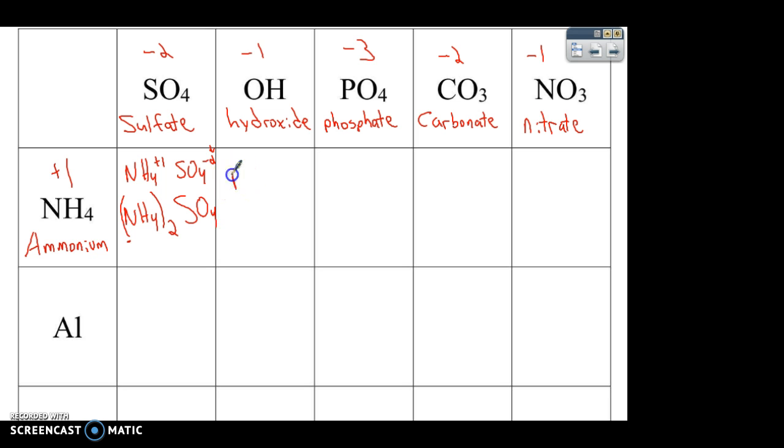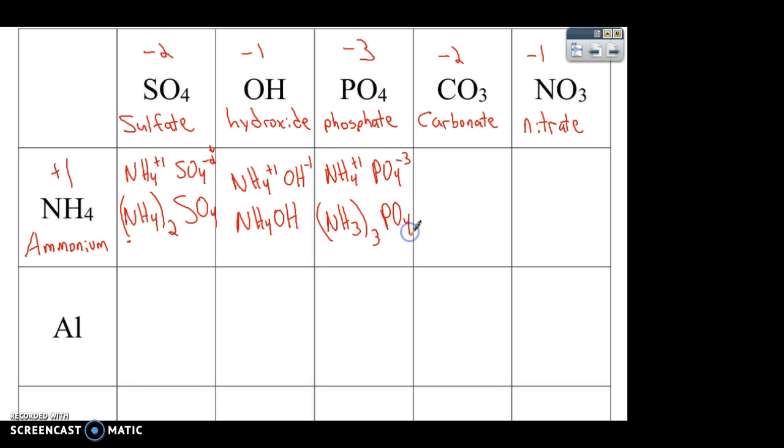Now, for the next one, the +1 and -1 cancel out. So ammonium hydroxide is just NH4OH. The polyatomic ions basically behave as if they were a single element when you're doing these things. So ammonium phosphate is NH4 with a +1 bonded to PO4, that's a -3. So now what you have is that 3 from the phosphate is going to go with the ammonium. The 1 from the ammonium goes with the phosphate, but you don't actually have to show a 1.